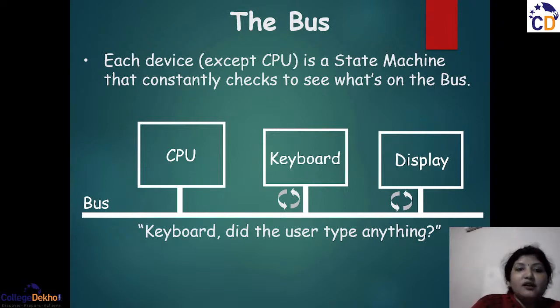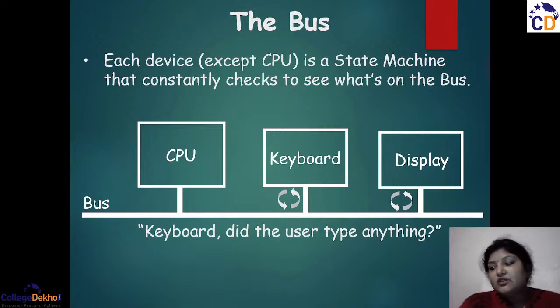Now the keyboard, what do you mean by state, right? Each device except the CPU. Why the CPU? The CPU is the brain of the computer, a state machine that constantly checks to see what is on the bus, right? So the CPU is the thing which is going to check everything, right? Keyboard, did the user type anything?